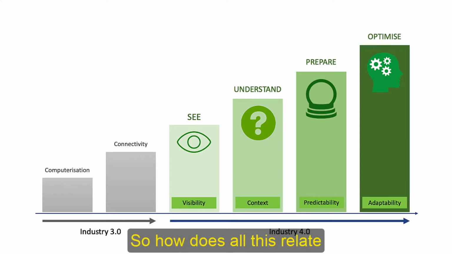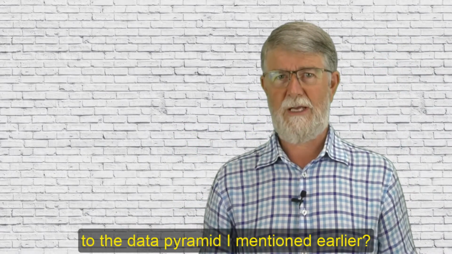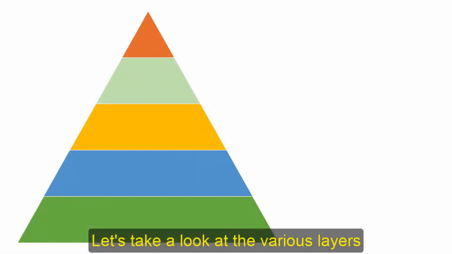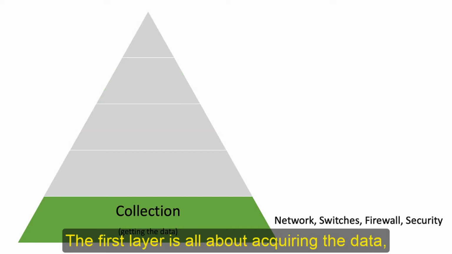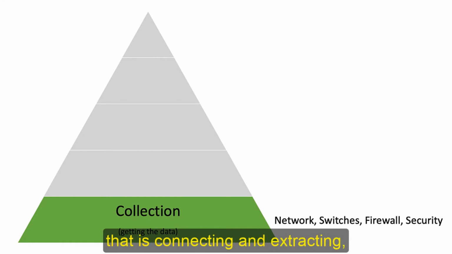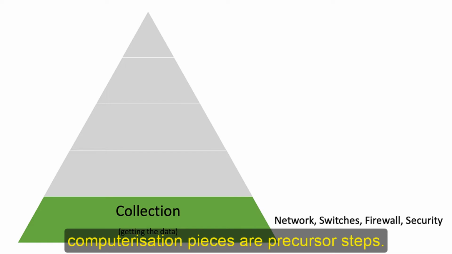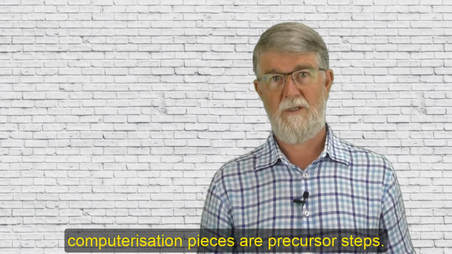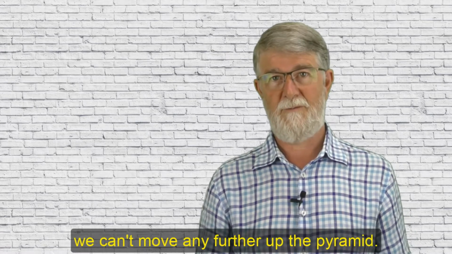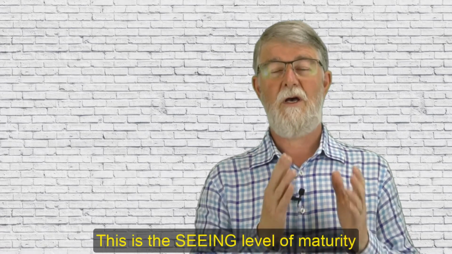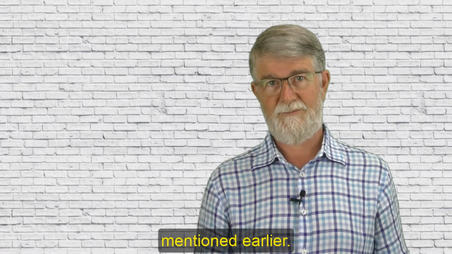So how does all this relate to the data pyramid I mentioned earlier? Let's take a look at the various layers of the pyramid and their function. The first layer is all about acquiring the data, that is, connecting and extracting, hence why the connectivity and computerization pieces are precursor steps. If we can't get to the data, we can't move any further up the pyramid. This is the seeing level of maturity mentioned earlier.